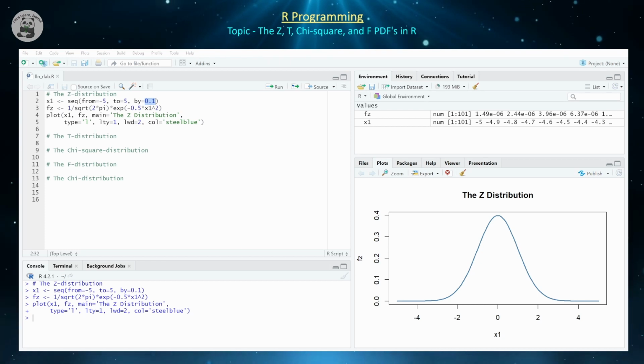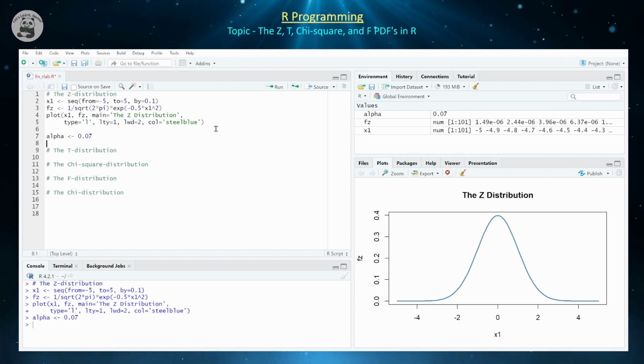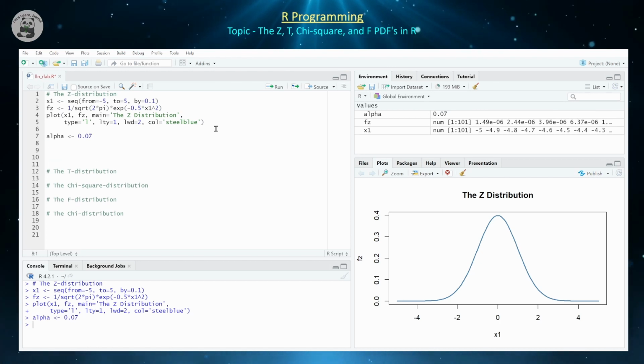So oftentimes when you're going to be doing a hypothesis test, you're often going to be working with what is called an alpha value, which is sometimes referred to as the probability of making a type 1 error in your hypothesis test. Let us assume for the sake of discussion that we're going to be working with an alpha value of 0.07 or equivalently 7%.